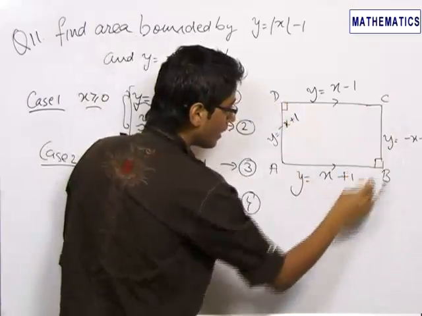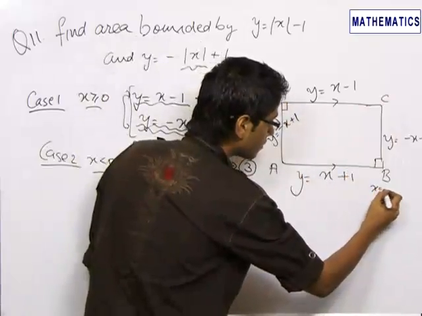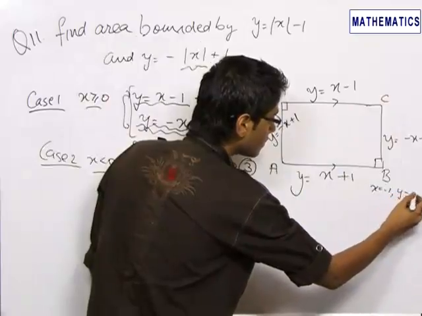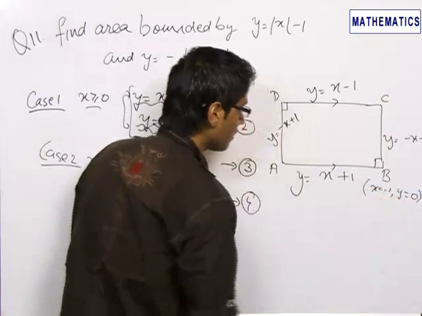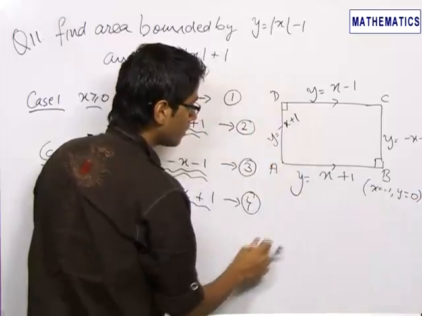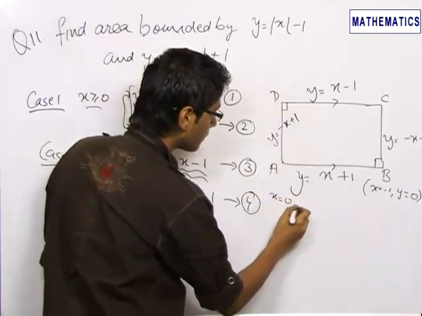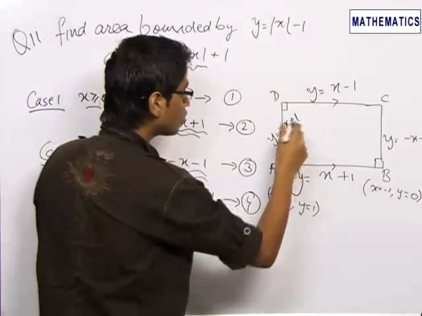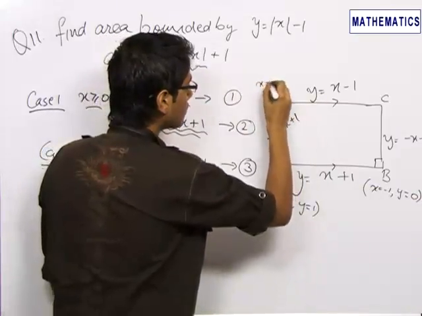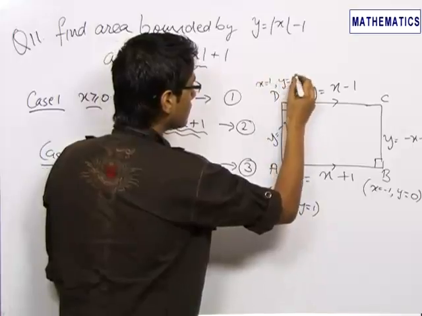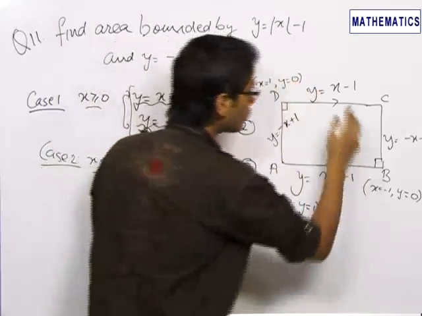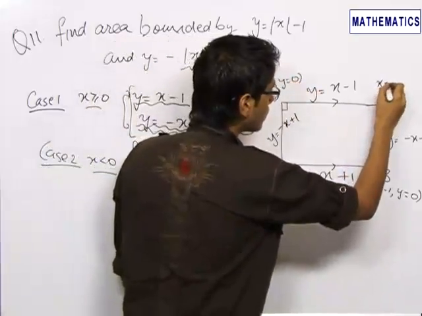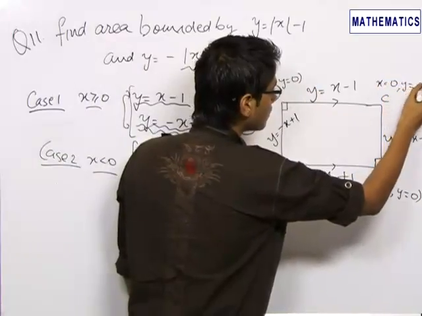On solving these two lines, we get x equals minus 1 and y equals 0. On solving these two lines, we get x equals 0, y equals 1. On solving these two lines, we get x equals 1, y equals 0. And on solving these two lines, we get x equals 0, y equals minus 1.